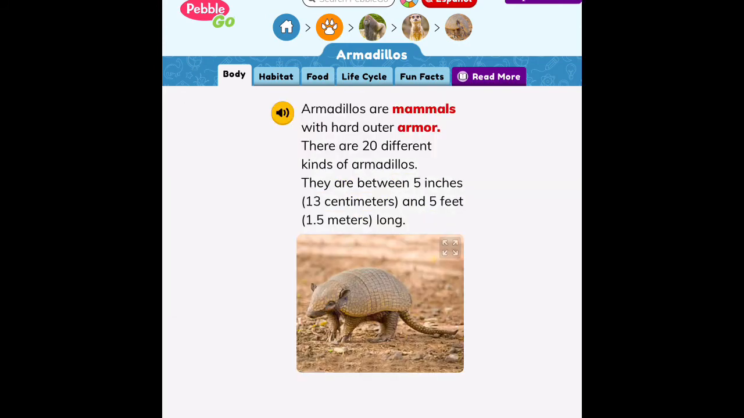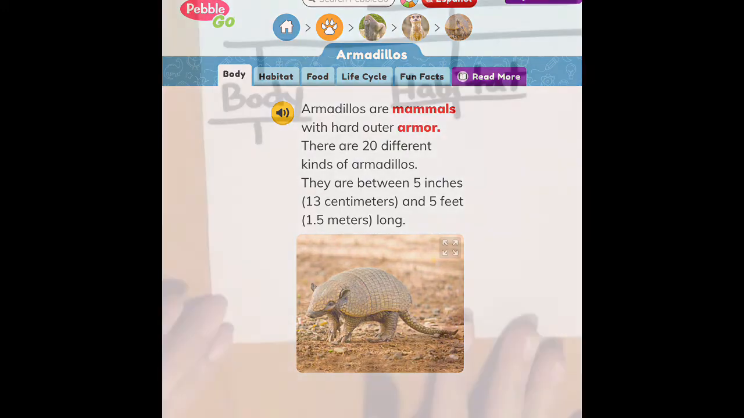Okay, so it has a hard outer armor. I learned that there's 20 different kinds, although that doesn't really tell me about the body, so I might leave that detail out. And then I learned how big they are. They could be 5 inches or they can be as big as 5 feet. That's a big difference. An inch and a foot are very different. So I'm going to have to figure out what information I need to write down in my notes.